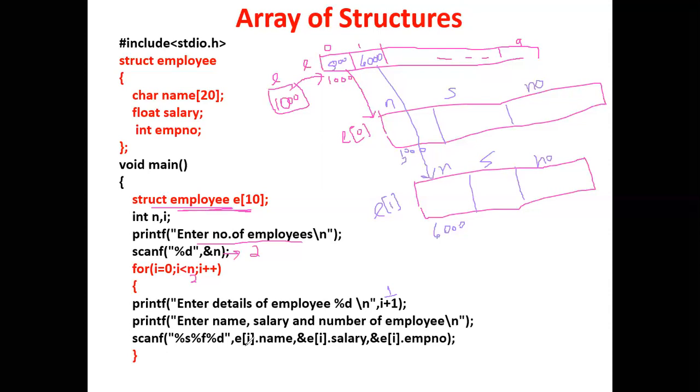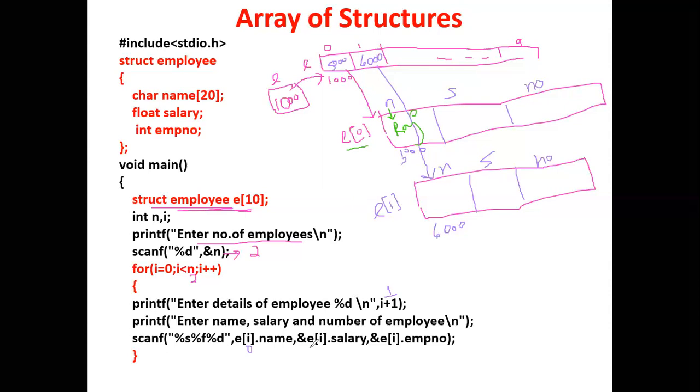So I'll be writing E of 0. What is the initial value of I? 0. E of 0 dot name. What is E of 0? E of 0 is here. Dot name, so that is this field. So write some name, Raj. So get the input Raj.